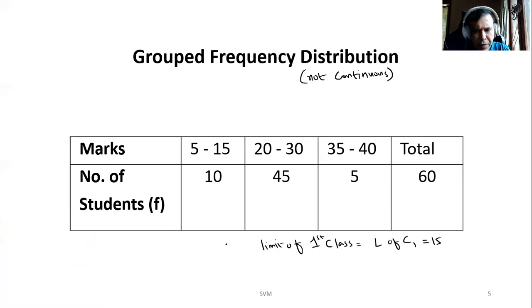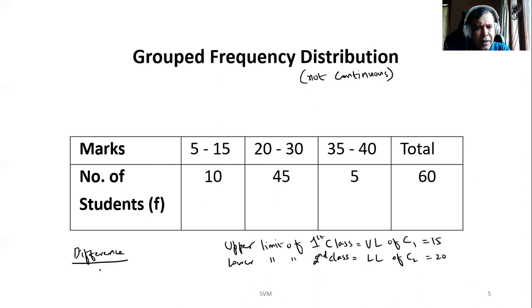This is the upper limit of the first class, which is 15. Then I will consider the lower limit of the second class, which is actually 20. I will take the difference between these two and divide it by 2, which means 20 minus 15 divided by 2. We get 2.5, which means I will increase this by 2.5.